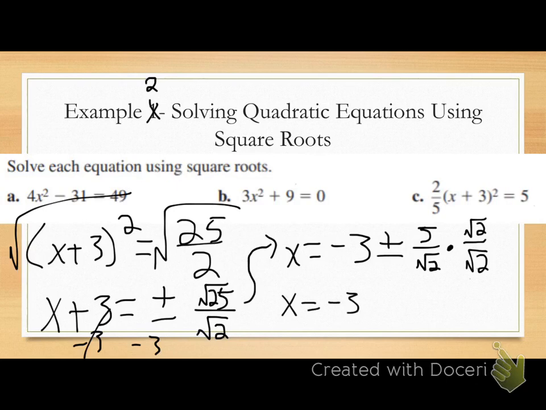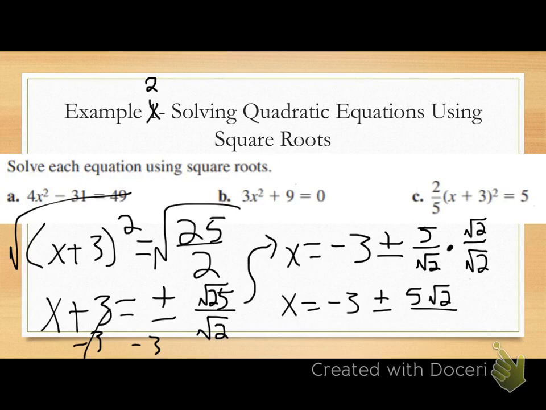So this isn't changing negative 3 at all. Negative 3 stays the same. I still have my plus or minus sign. I'm just changing 5 over the square root of 2. Fractions I multiply straight across, correct? If this had a radical in the numerator, I could multiply the numbers under the radical. But is there a radical? No, so this just stays as 5 square root of 2.